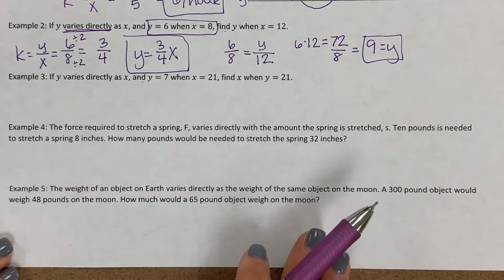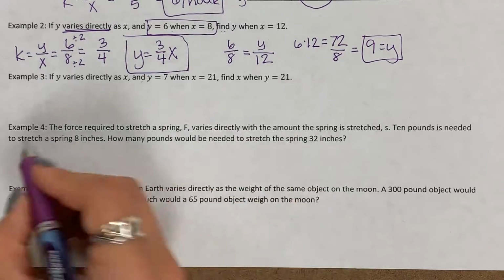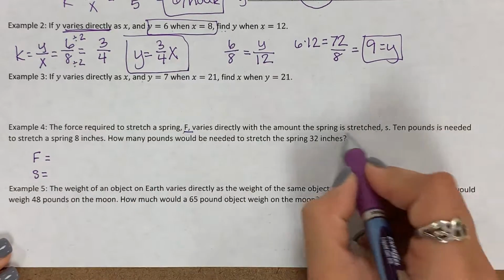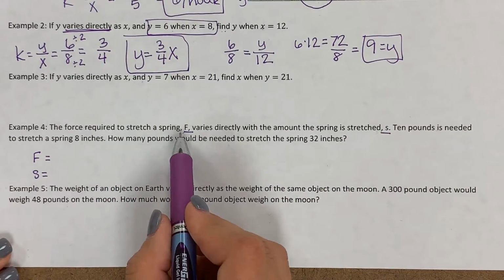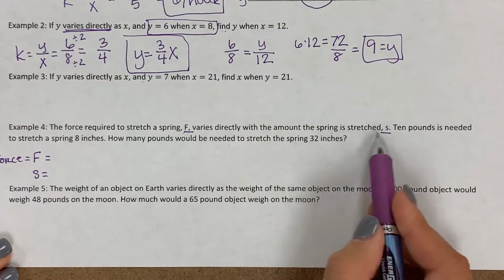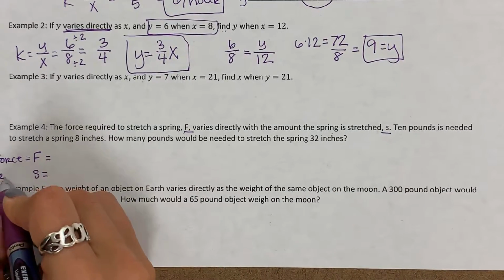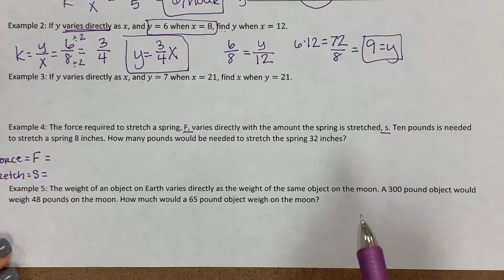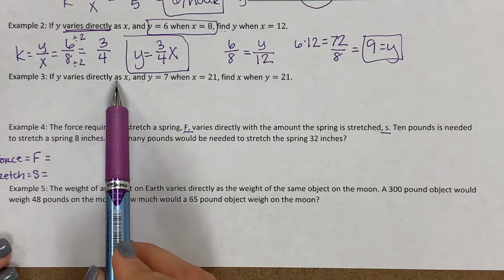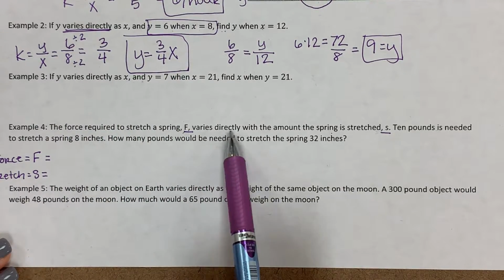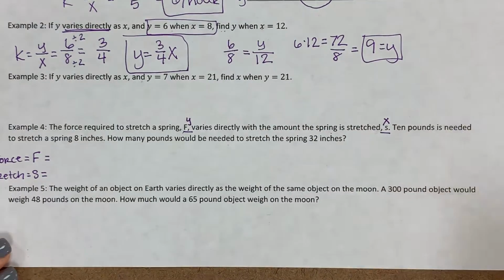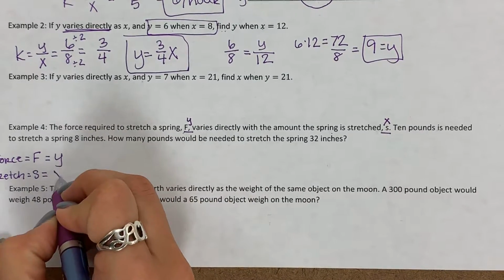There's a lot of information here, so what I'm going to start with is the letters they give me, F and S. They told me F was the force, so I'm going to write force. And they told me S was the stretch, the length that was stretched. From there, now we have to decide x and y. So if you look at example 3, which is the same as 2, it says if y varies directly as x. Here we have F varies directly as S. It's always going to be written this way. Y always varies directly with x. So now I have y and x.